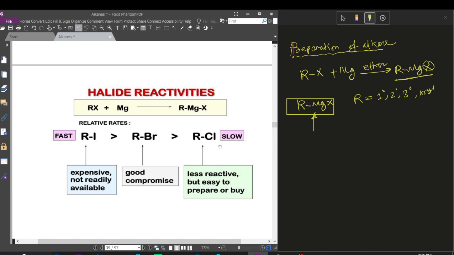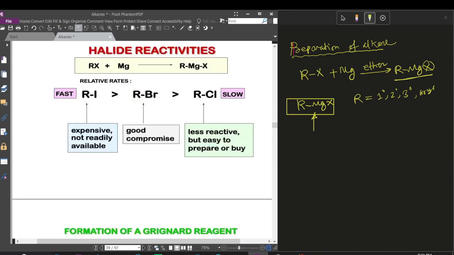And RCl we sometimes use, but it is less reactive than the alkyl bromide. But it is easy to buy, so in chemical industries or factories, in most cases we use the alkyl bromide. In some cases we also use the alkyl chloride.